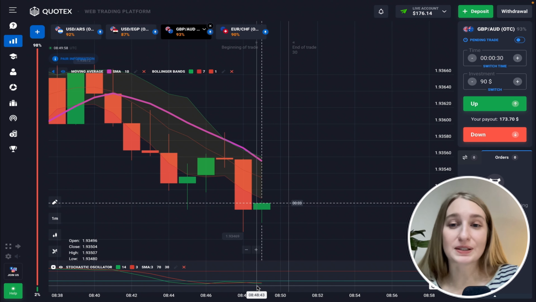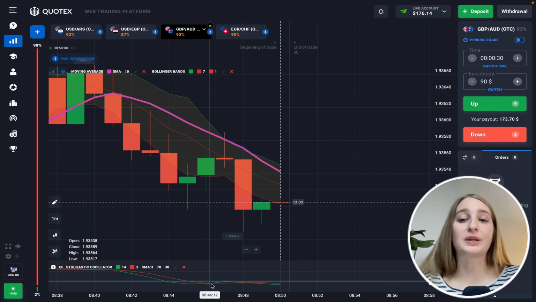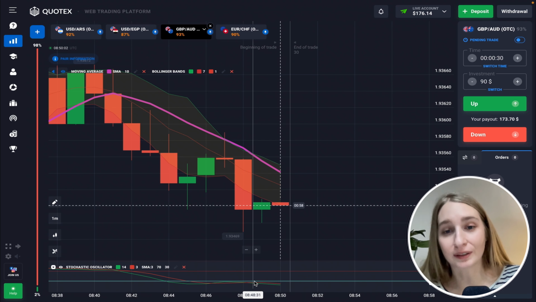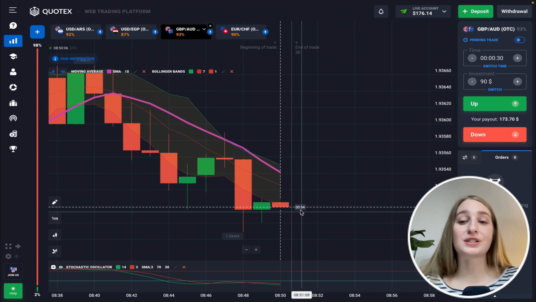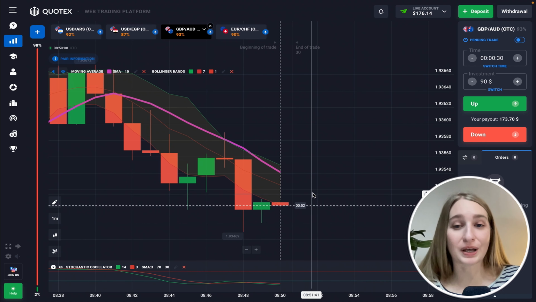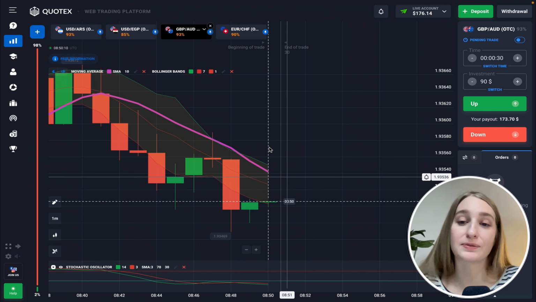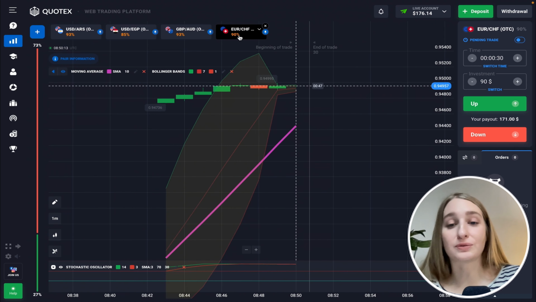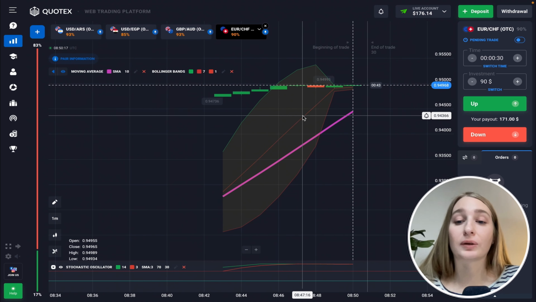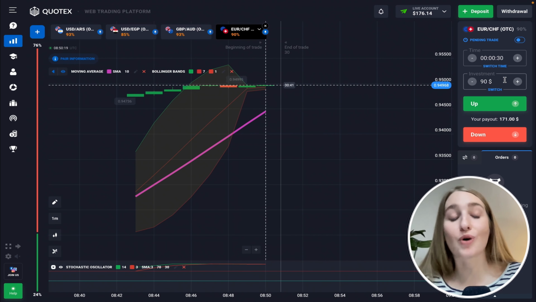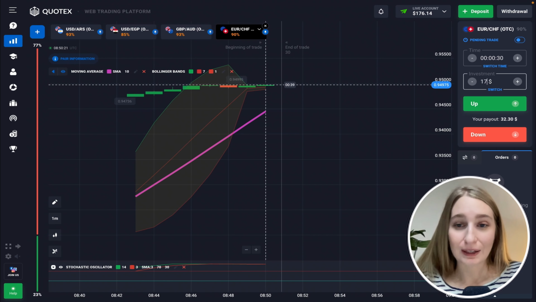Anyway, we see that the stochastic oscillator is showing me that the two lines are in the overbought area. There were two intersections, but anyway, I think it will not be really safe to trade right over here. I'm not really sure. That's because let's go to another currency pair, to the last one.